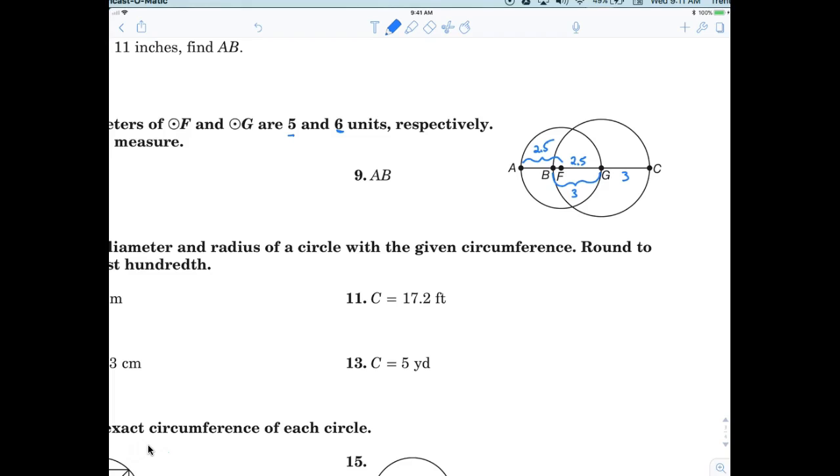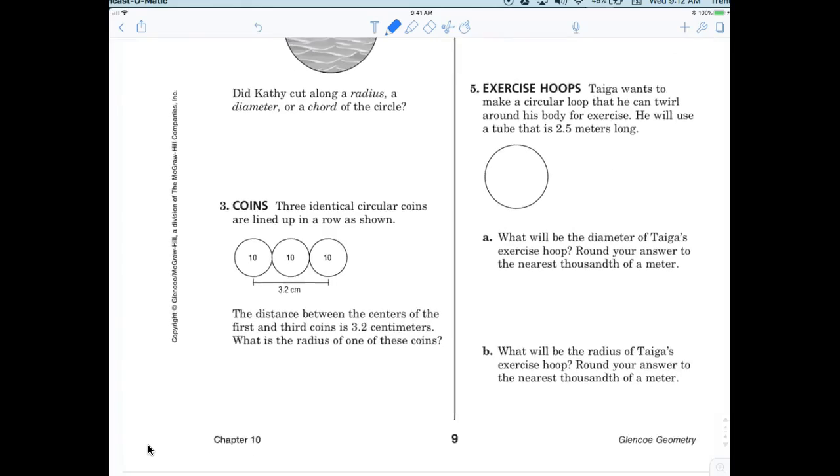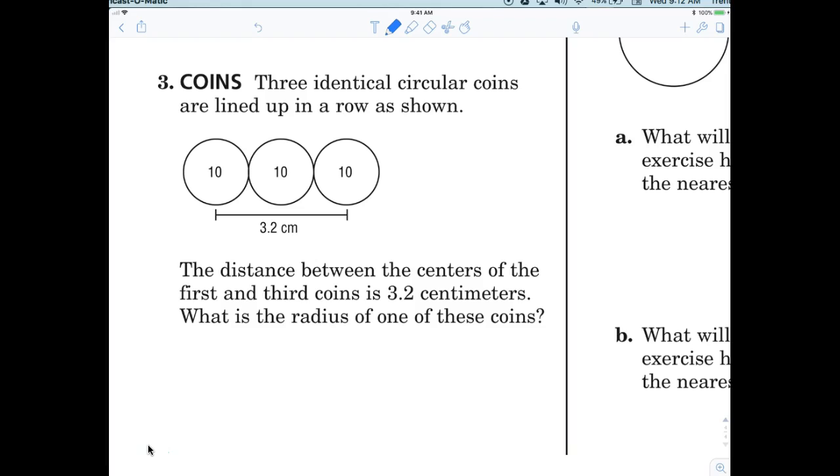We got 3 on the word problem. All right, let's take a look at 3 on the word problem. So it says 3 identical circular coins are lined up in a row as shown. The distance between the centers of the first and third coin is 3.2. Actually, the trick here is determining how many radii that is. Right? So if I'm doing that, I'm not saying you're right or you're wrong. I'm just looking at it. I'm going to draw it from there to there.